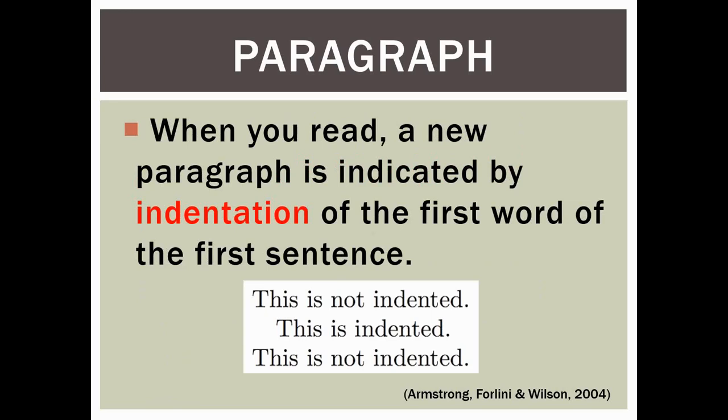When you read, a new paragraph is indicated by indentation of the first word of the first sentence. So let's look at the example. This is not invented. This is invented. This is not invented. As you see, the second sentence is invented. Indentation is from 5 to 7 spaces or the tab button in your keyboard.